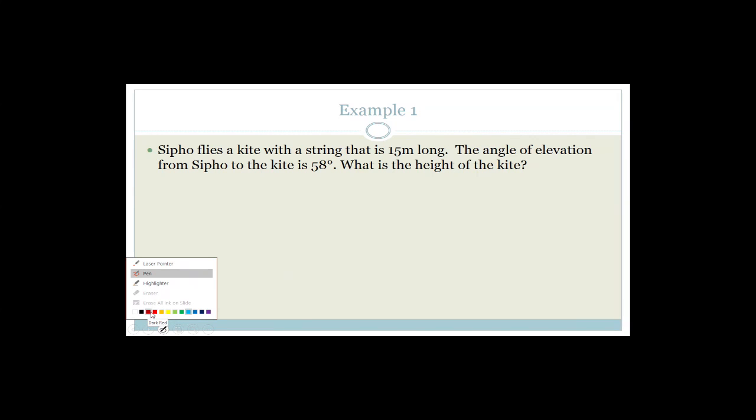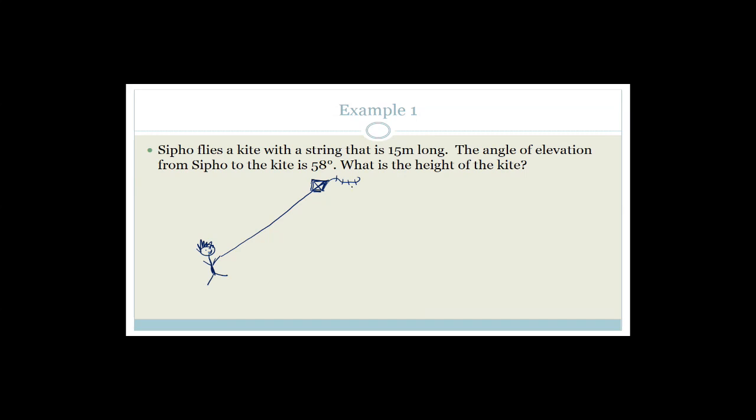So you've got Sipo, and he is flying a kite with a string that is 15 meters long. The angle of elevation from Sipo to the kite is 58 degrees. What is the height of the kite? I will never win any medals for my drawings. Here's Sipo, and he is flying a kite. Now we're talking an old-fashioned kite. It's a diamond shape, and if you've ever made a kite with your parents or grandparents, you would always have a tail with little bows on it. So there's your kite. Actually, the tail's in the wrong place, but you always had to have a tail on the kite. I'm sorry, but I'm going to draw the tail.